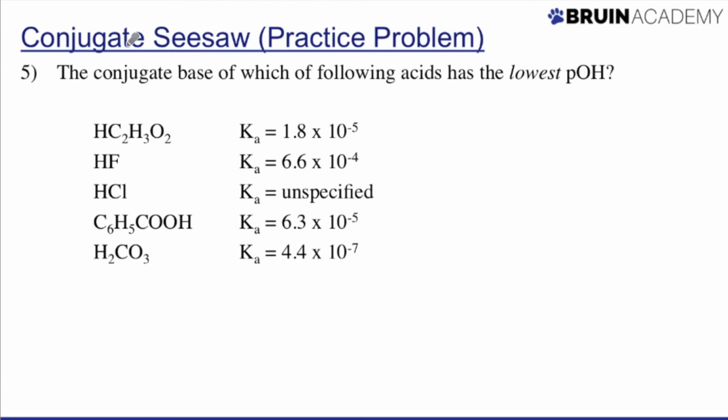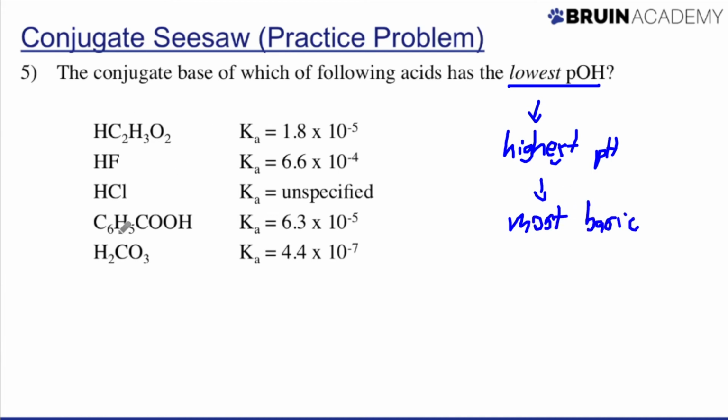So it says the conjugate base of which of the following acids has the lowest pOH? So what does that mean? Low pOH means high pH. So we're looking for the highest pH. And then what does highest pH mean, right? Things that are closest to 14 means that it's the most basic, right? So in other words, they're asking which of the following conjugate bases is the most basic? So highest pH means most basic.